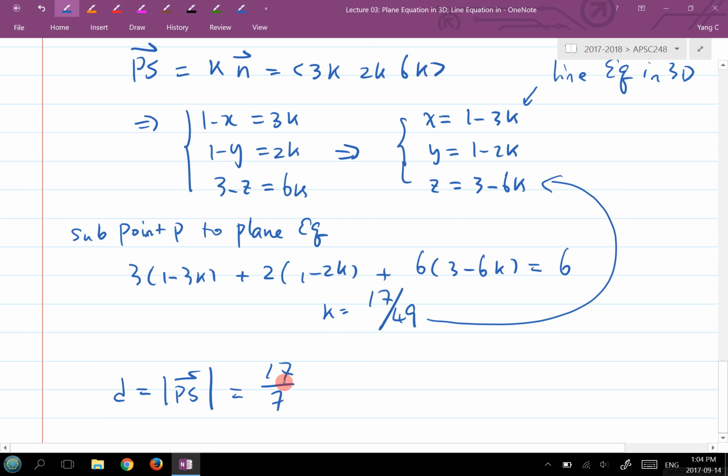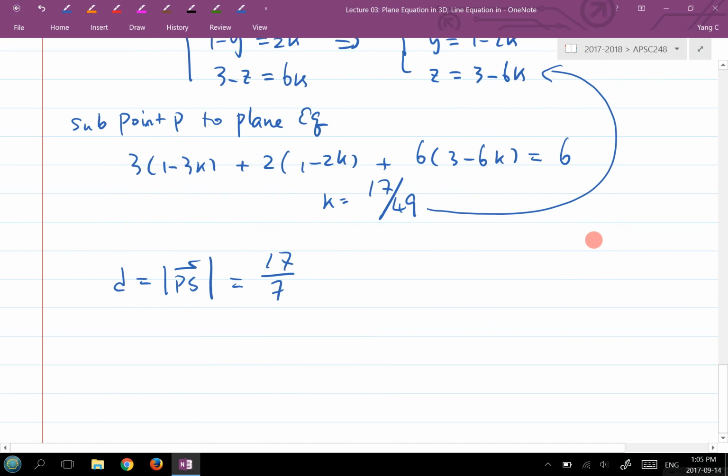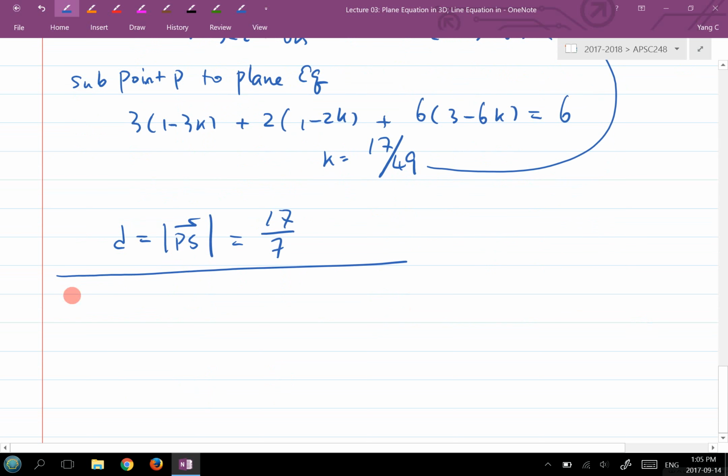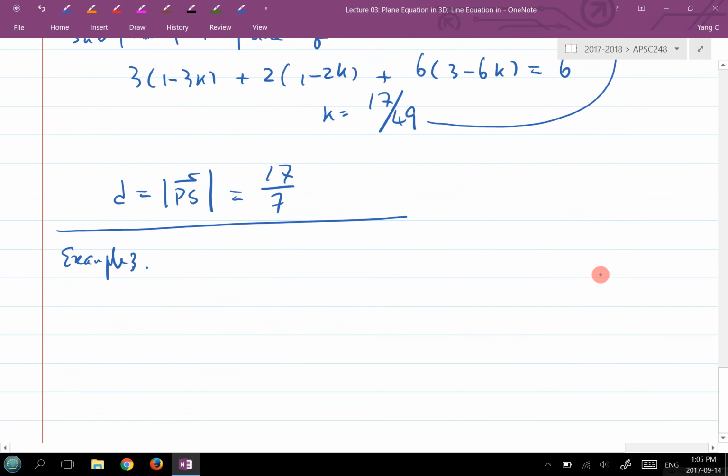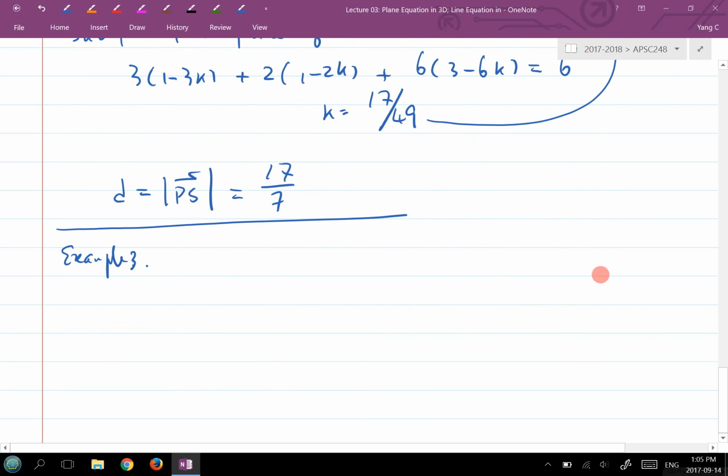So there might be other methods. It's not constrained just to this first and second. You can think about if you could think of any other method, that's fine. Okay, so let's stop here. So let's look at the third one here, and then we'll call it a day for the plane equation.